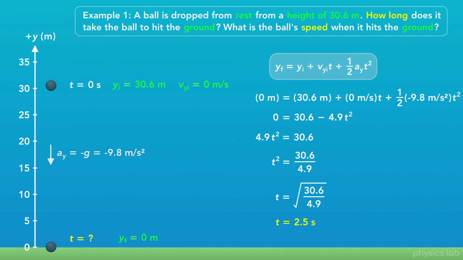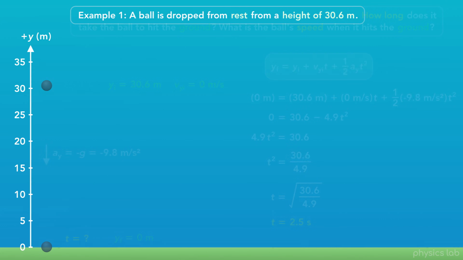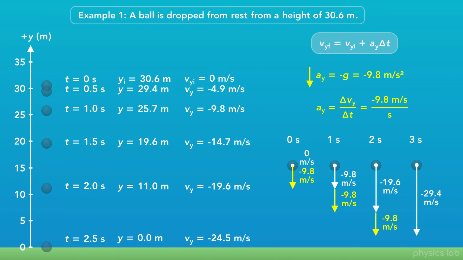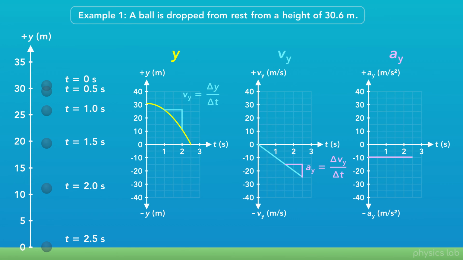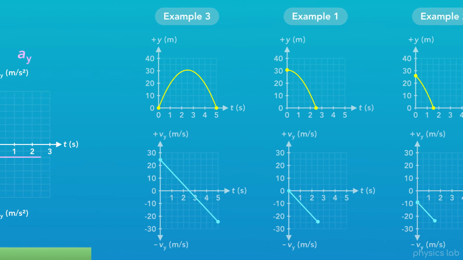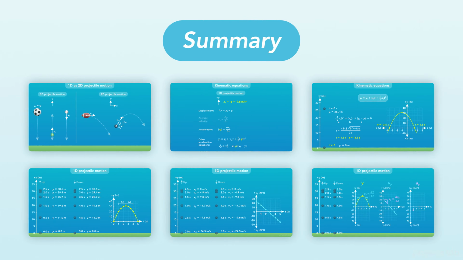For each example, we'll start by walking through a few practice questions. Then we'll explore each scenario and find the height and velocity at different time points. And then we'll talk about the motion graphs. After that, we'll compare all three examples to get a better idea of how 1D projectile motion works. And at the end, we'll do a summary of the main points.